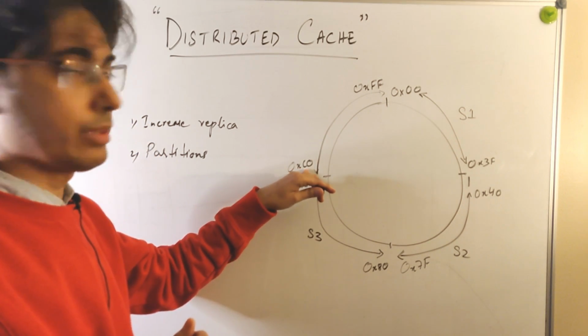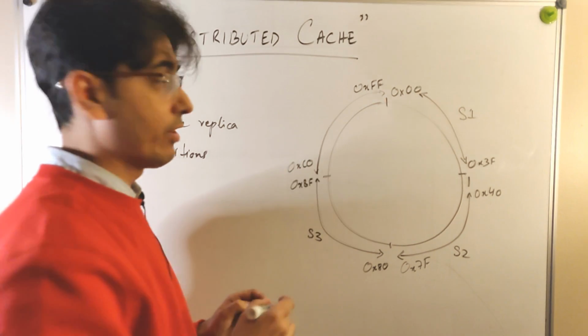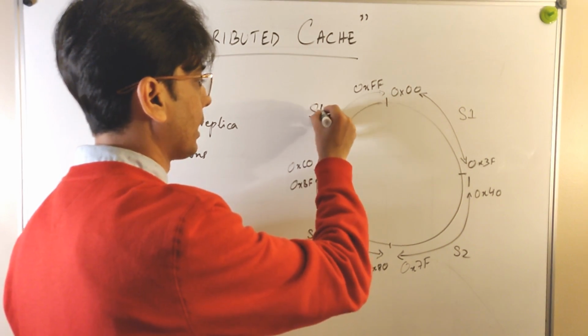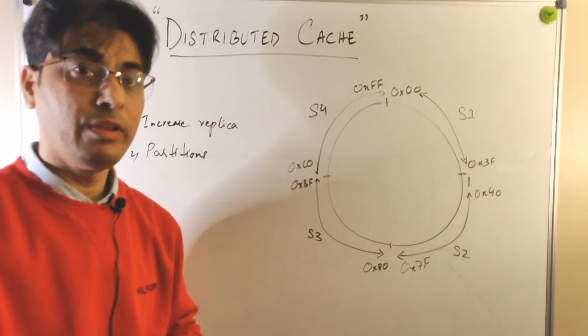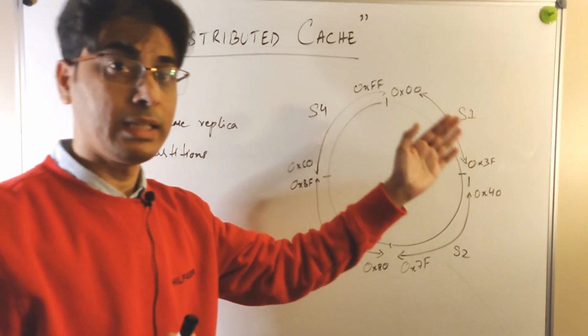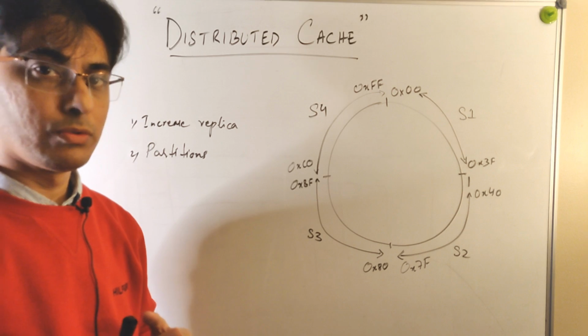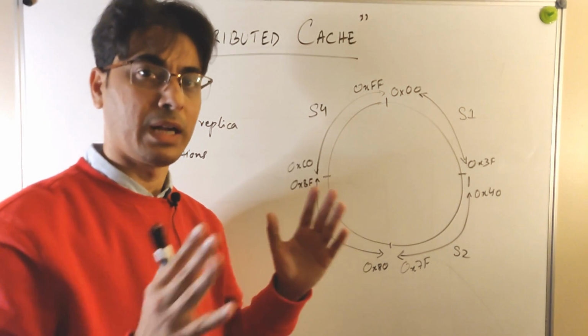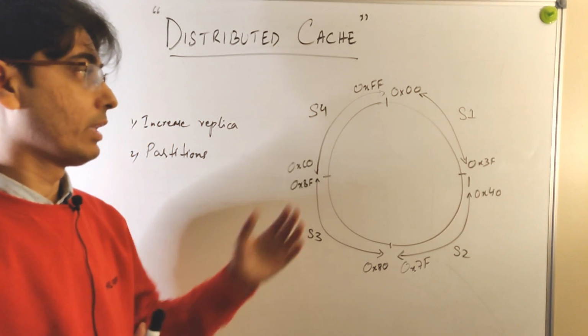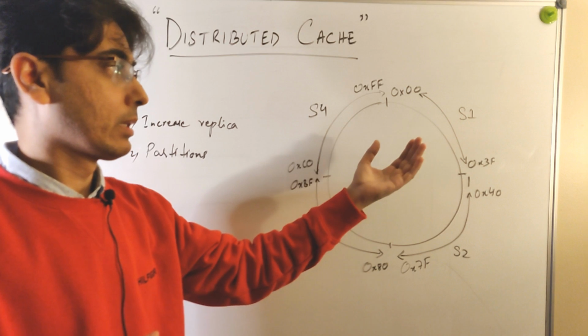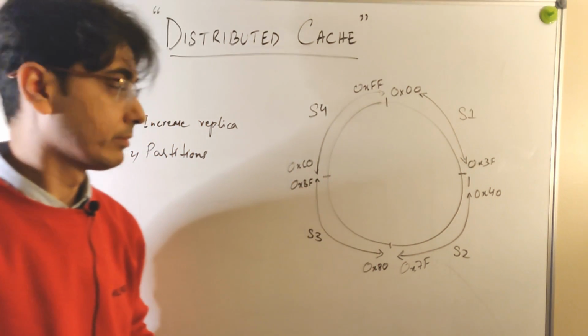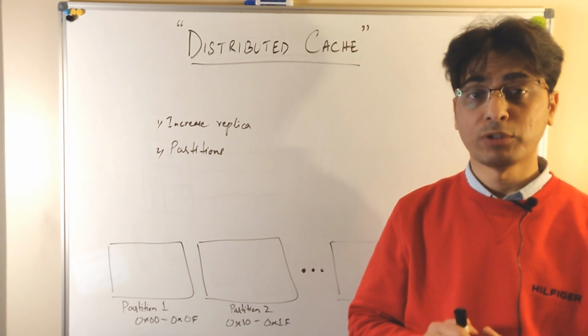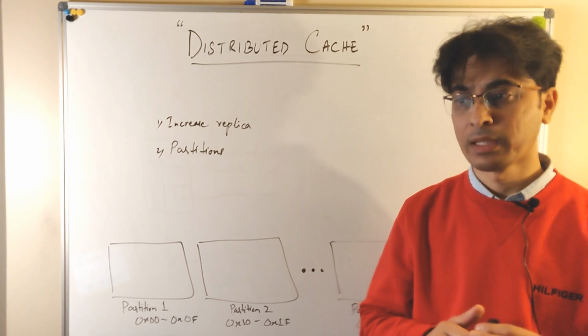And from 0xc0 to 0xff in a fourth server S4. So in this way, we can actually partition a whole key range into different small partitions or shards, where each partition or shard can be on a different server. We use both approaches to design the distributed cache.